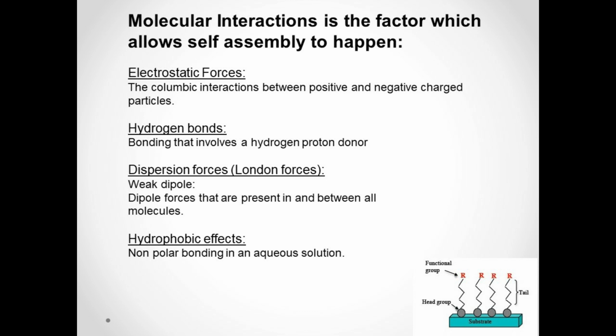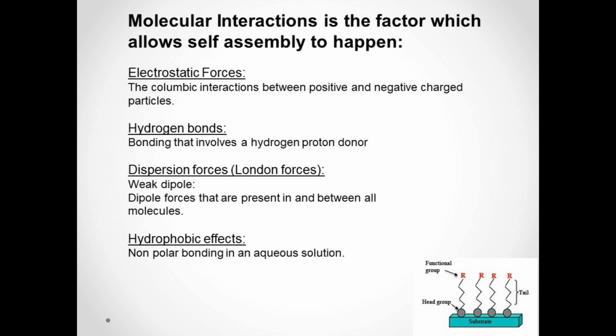Here we need to understand how to manipulate the factors which allow self-assembly to happen. There are four factors, which are electrostatic forces, hydrogen bonds, dispersion forces, and also hydrophobic effects. Electrostatic forces are the Coulombic interactions between positive and negative charged particles. Hydrogen bonding is bonding that involves a hydrogen proton donor. You can refer to the previous topic about hydrogen bonding.